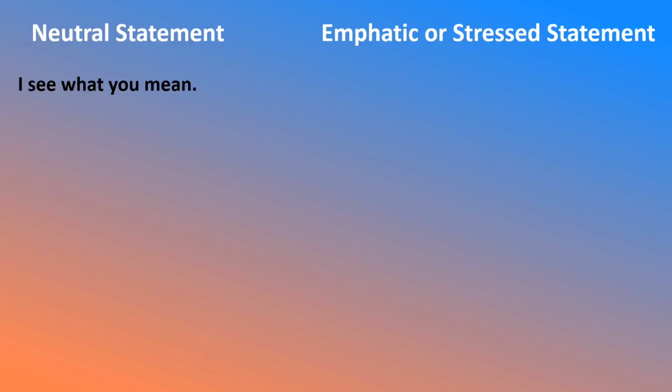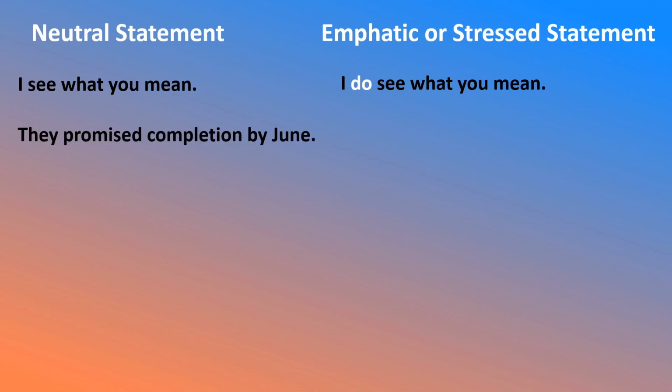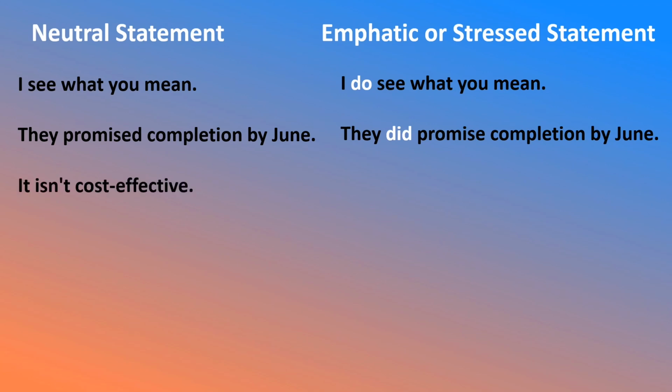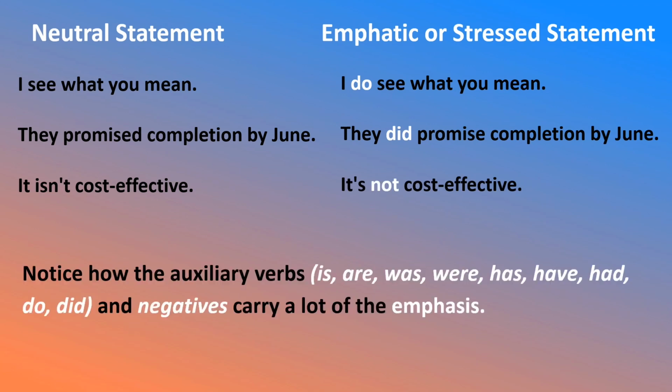I see what you mean. I do see what you mean. They promised completion by June. They did promise completion by June. It isn't cost effective. It's not cost effective. Notice how the auxiliary verbs is, are, was, were, has, have, had, do, and did, and the negatives carry a lot of the emphasis.